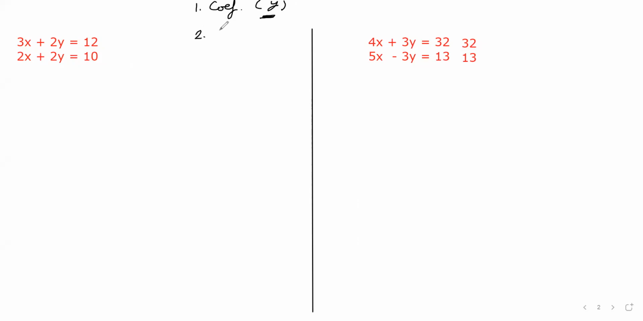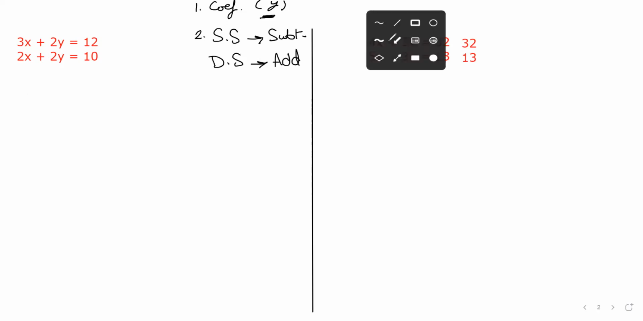The second step, I'm going to look to find the signs of the coefficients of the y. So I found that in the first equation, I have positive 2y, and in the second one, it's also a positive 2y. So if I have same signs, I'm going to subtract the two equations. If I have different signs, I'm going to add the two equations. Here I have similar signs, so I'm going to subtract.